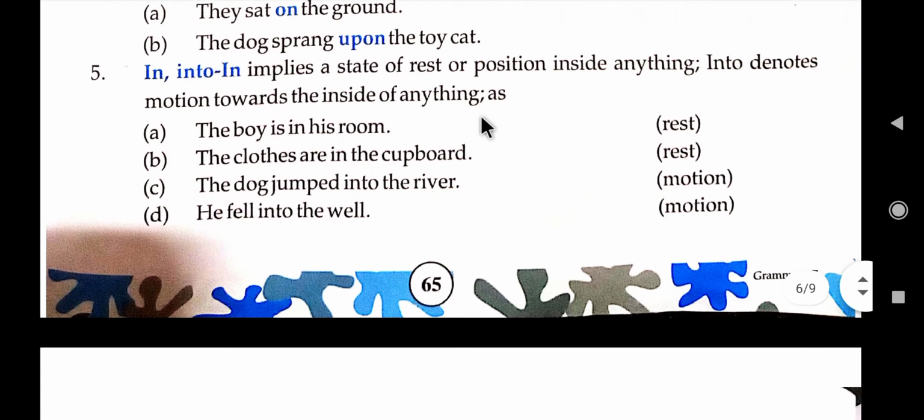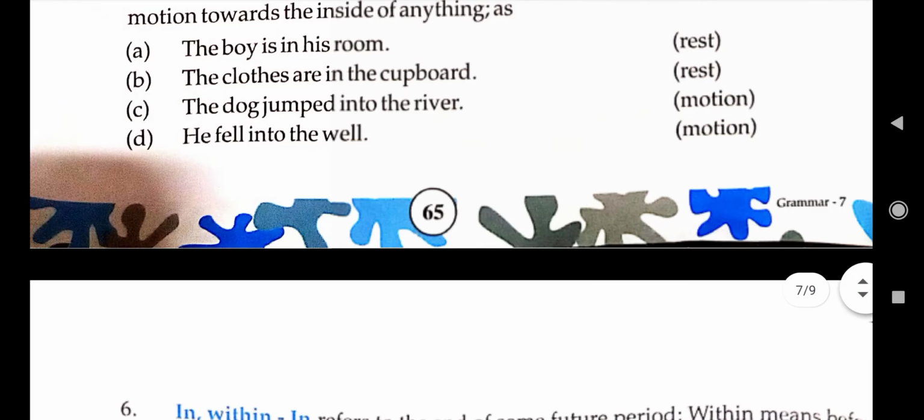Let's read the example. The boy is in his room. We know that the room is at a rest position, it doesn't move, so we use in, at a rest position. The clothes are in the cupboard. We know that the cupboard is stable, it's not going to move by itself, so we use the preposition in again. Now next one is the dog jumped into the river. We know that the river always flows, it won't be stagnant water, so we use into. He fell into the well. We know that it is in motion, it keeps on changing, so we use into.